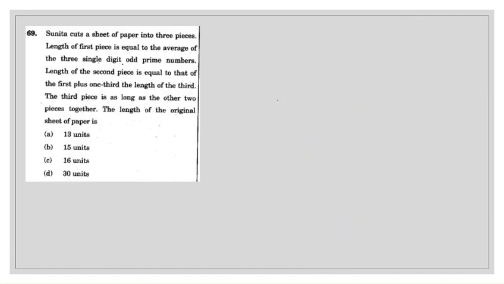Now to continue with the next question. Sunita cuts a sheet of paper into 3 pieces. If we imagine that this is the sheet of paper, Sunita cuts it into 3 pieces. The length of the first piece is equal to the average of the 3 single digit odd prime numbers. That is the first statement. The second clue says the length of the second piece is equal to that of the first plus 1/3 of the length of the third. Okay. Then the third statement says the third piece is as long as the other two pieces together. The length of the original sheet of paper is... this is what they are asking.